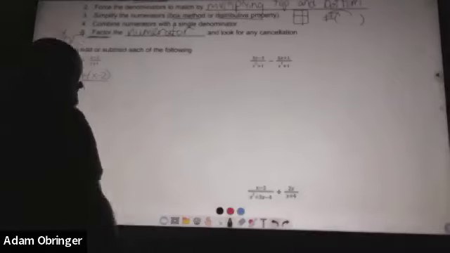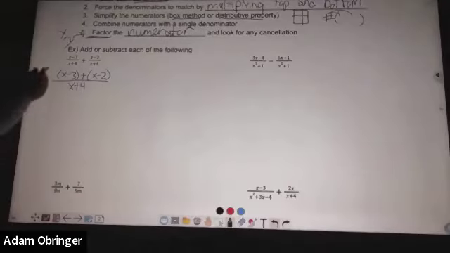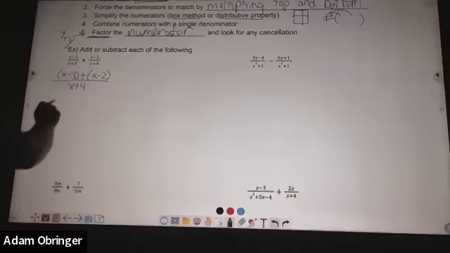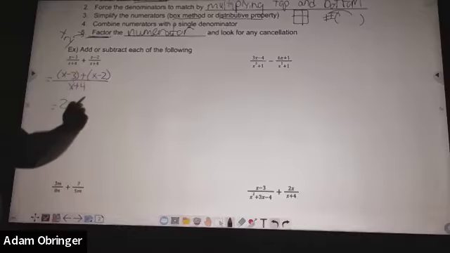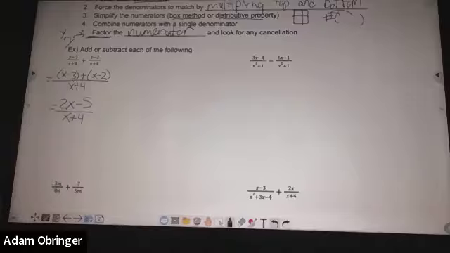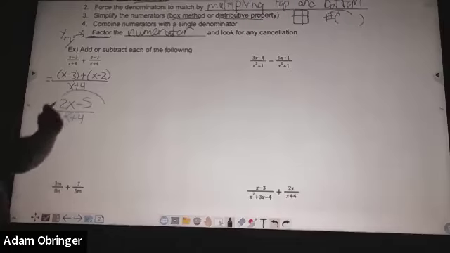So from here, we're going to actually simplify this. X minus 3 plus x minus 2, we're just going to combine our like terms. We have a 1x and a 1x to make a 2x, a negative 3 plus a negative 2 to make a negative 5 over x plus 4. Now our last step, number 5, is to try to factor the numerator and look for any cancellation. 2x minus 5, there's no GCF, there's no difference of squares, there's no asterisk, so it's stuck the way it is. We circle it and we have our answer.